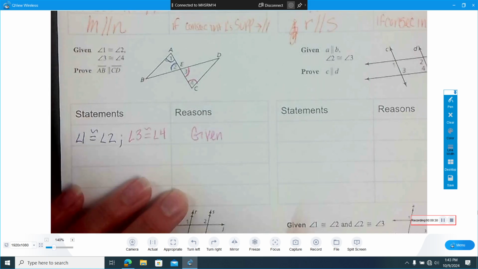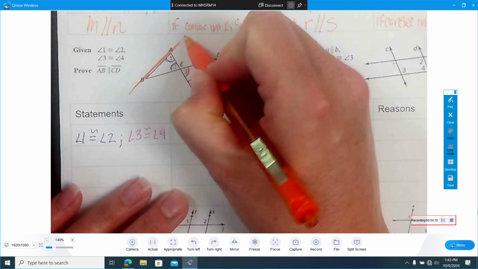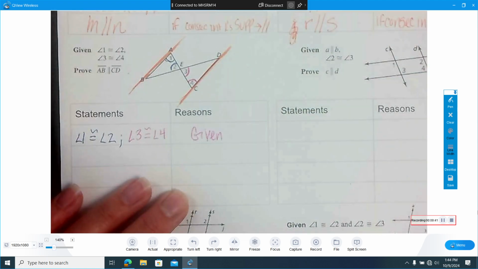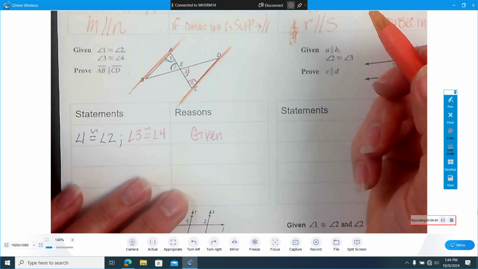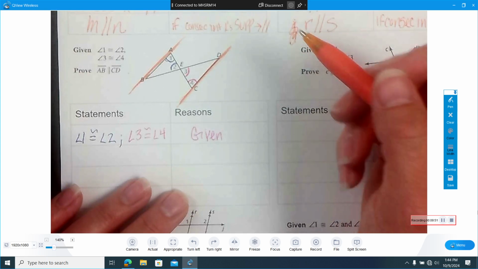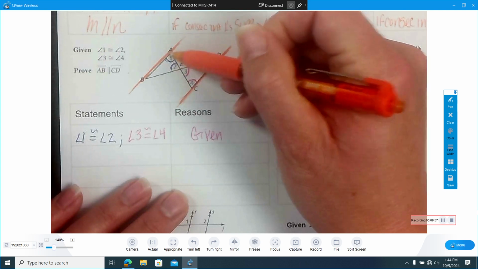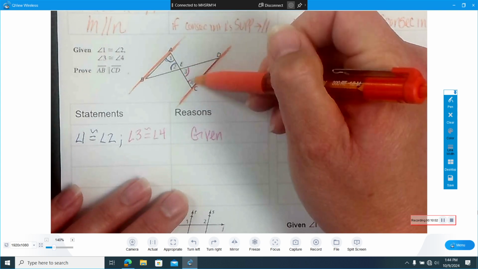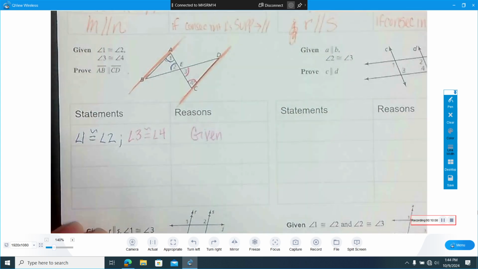And our goal is to prove that segment AB right here is parallel to segment CD. I want to prove those are parallel. What might help me prove those orange lines are parallel? We do know 2 and 3 are vertical. Maybe we're going to use that. If 4 and 1, what are these angles? Alternate interior. If we can prove 1 and 4 are congruent, then we'd get those parallel lines. So how do we get there?